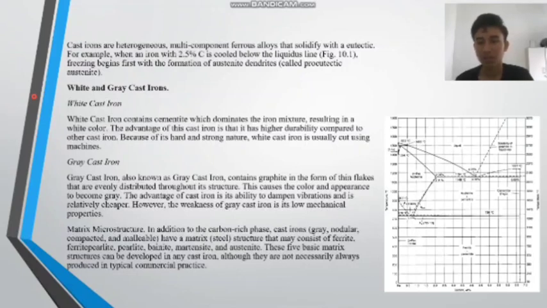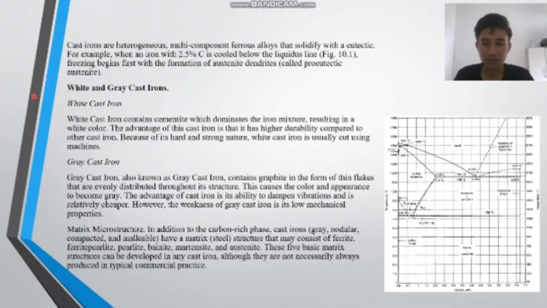Gray cast iron contains graphite in the form of thin flakes that are evenly distributed throughout its structure. This causes the color and appearance to become gray. The advantage of gray cast iron is its ability to dampen vibrations and it is relatively cheaper. However, the weakness of gray cast iron is its low mechanical properties.